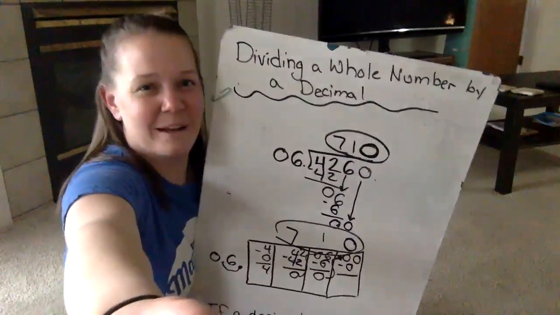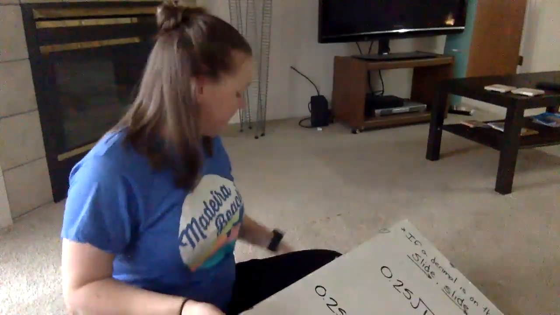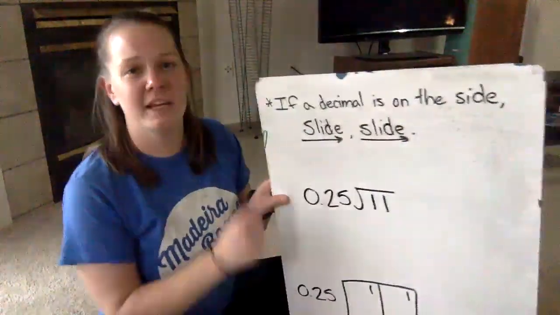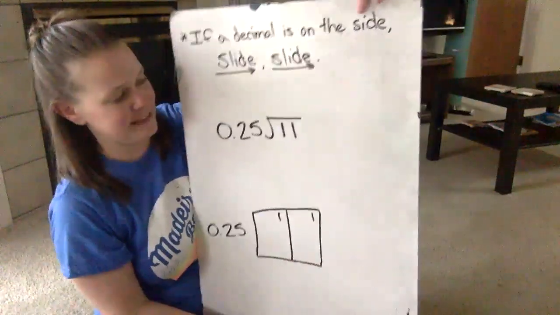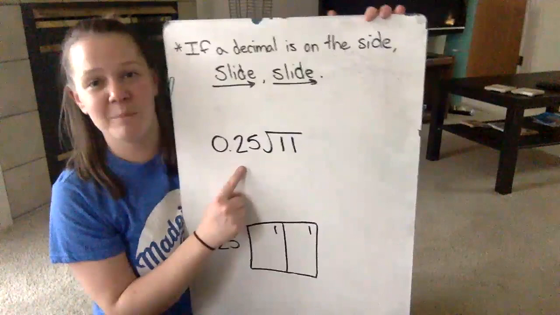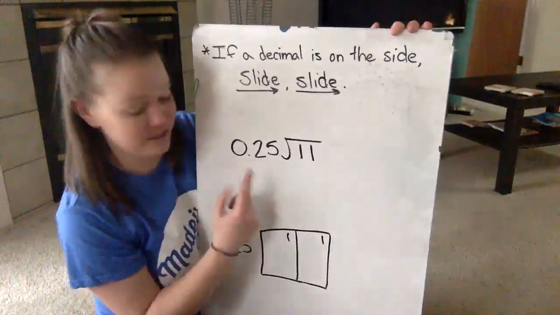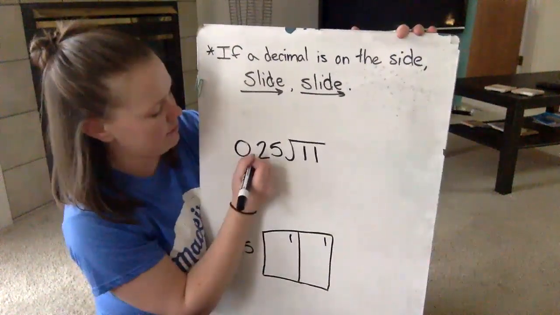So let's try another one. I'm going to erase this. All right, mathematicians, let's try another one. Again, if a decimal is on the side, slide, slide. So here's our next example. We're doing 11 divided by 25 hundredths, which is read as a quarter as well, okay?